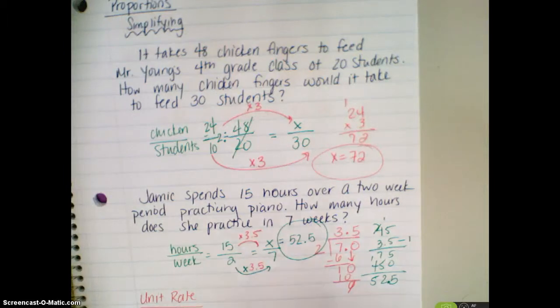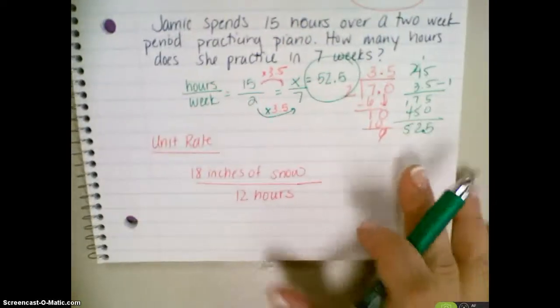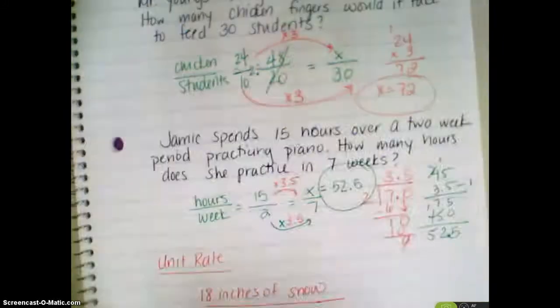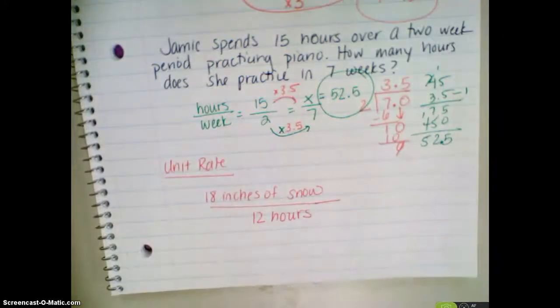So still finding my scale factor and doing that is a lot simpler. So for unit rate, which we talked about in class today, I think except for 7th period because it got cut short with the assembly. But unit rate, we are going to find it out of 1. So this is basic. It's not even a word problem.